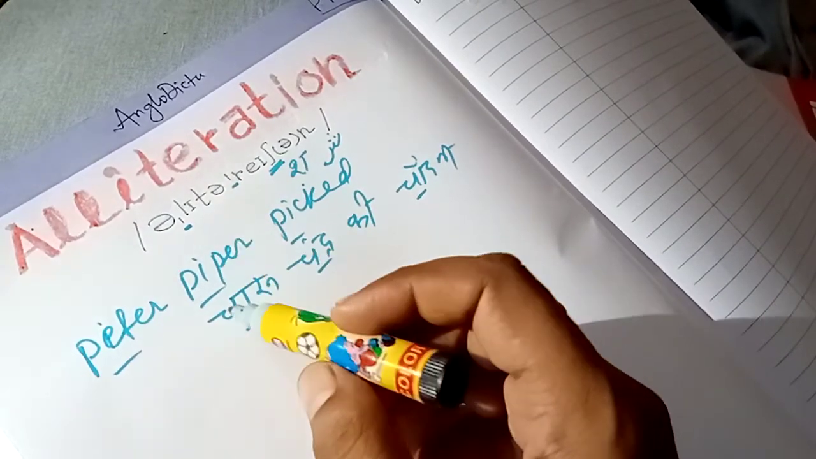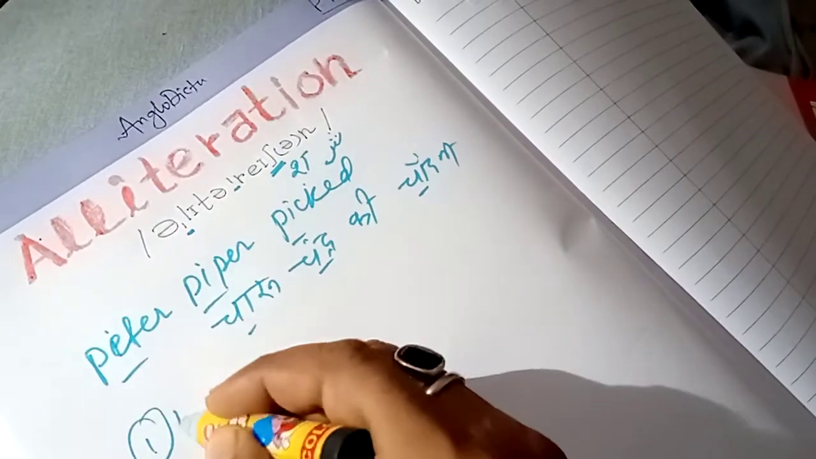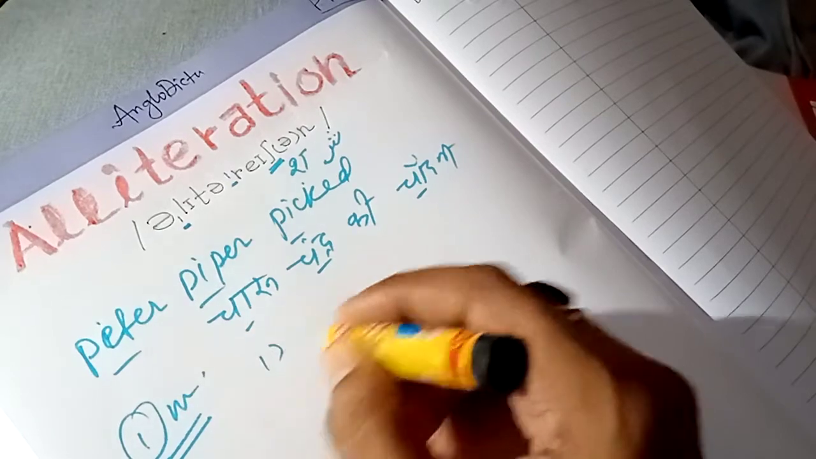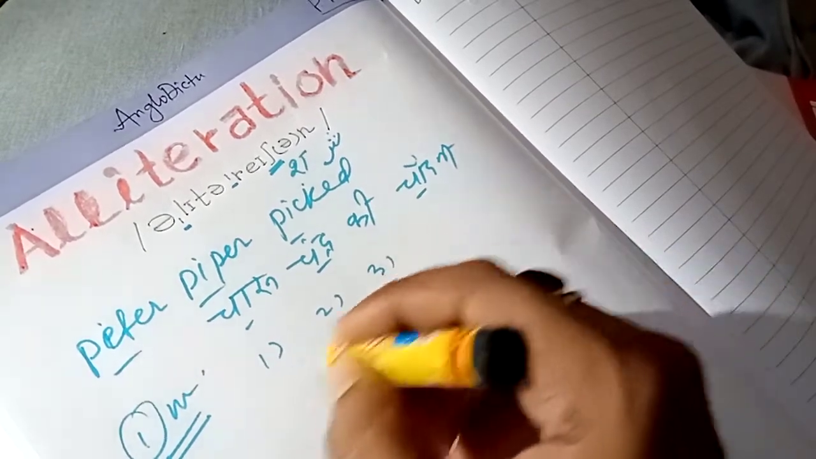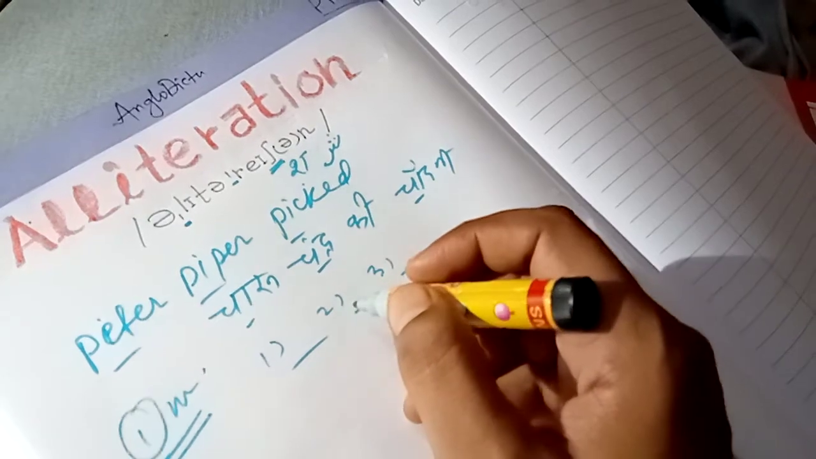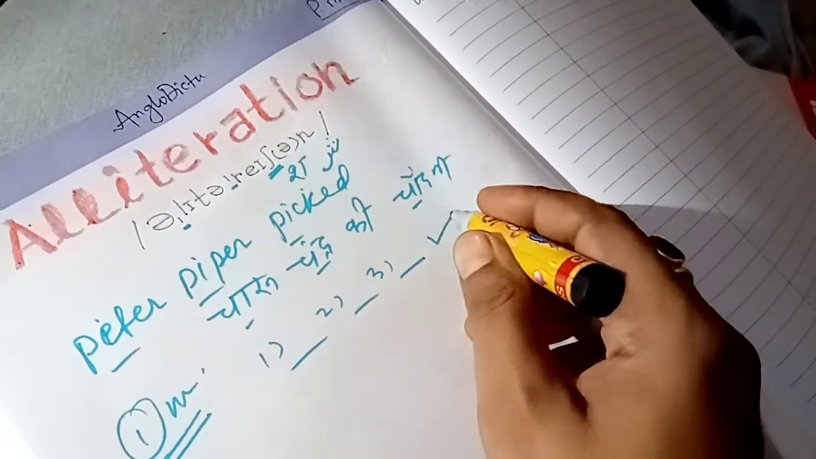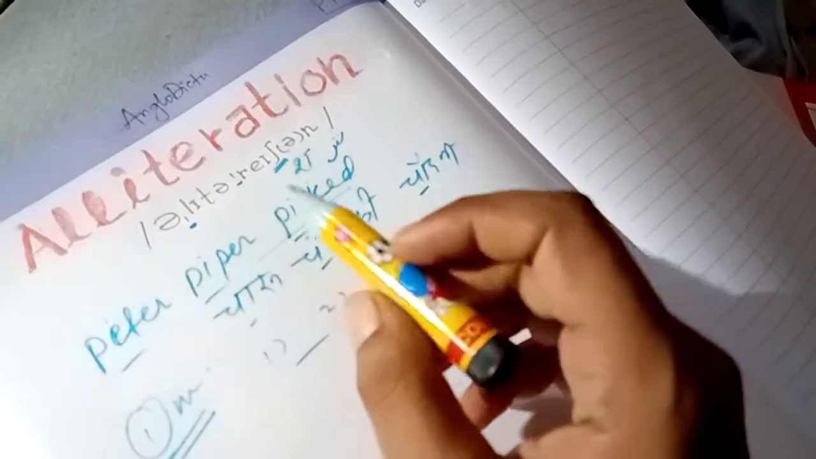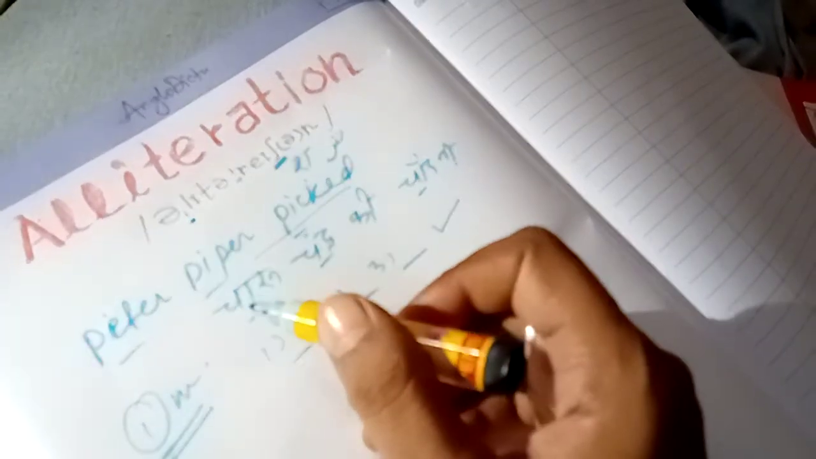And in class 7 and 8 they will ask you for 1 mark which literary device is there. They will give you 2-3 literary devices: simile, metaphor, hyperbole, alliteration, and you have to choose according to the given line. So this will help you a lot, alliteration.